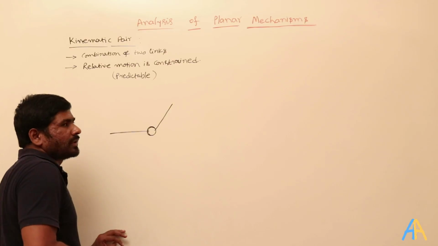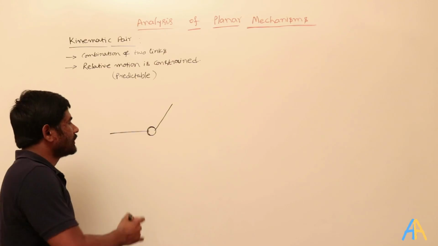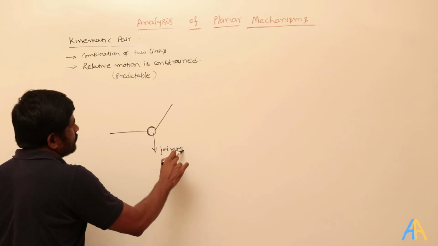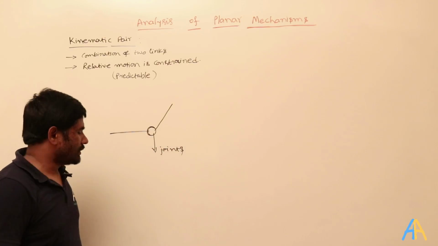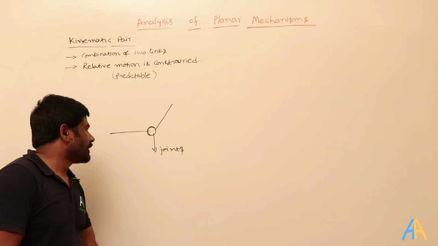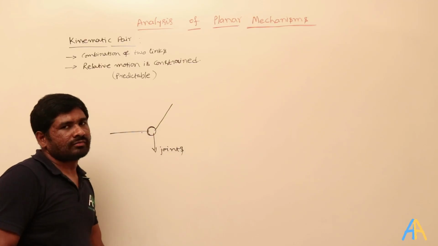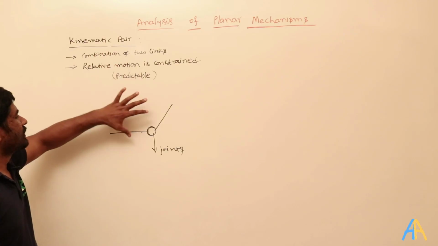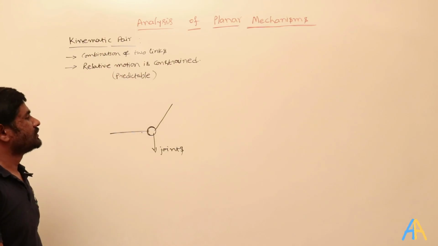So how do we need to combine these two? By using different types of joints here. So there are different types of joints, and based on the joint, the relative motion between these two is defined. So what is the definition? It is a combination of two links in which relative motion is constrained.